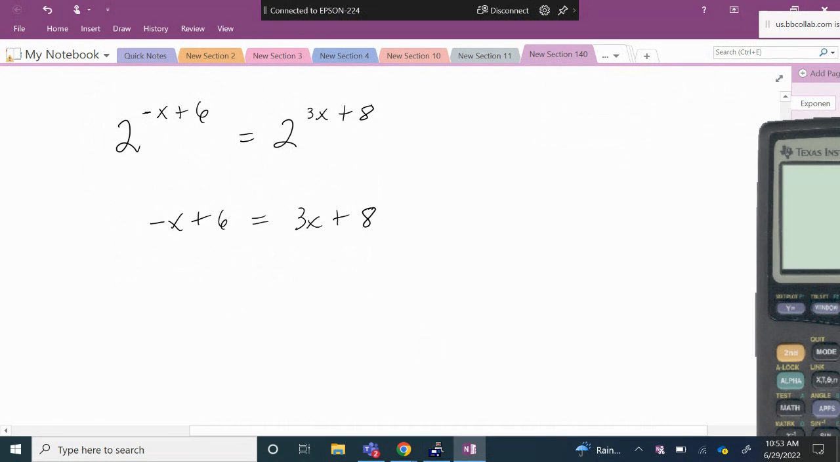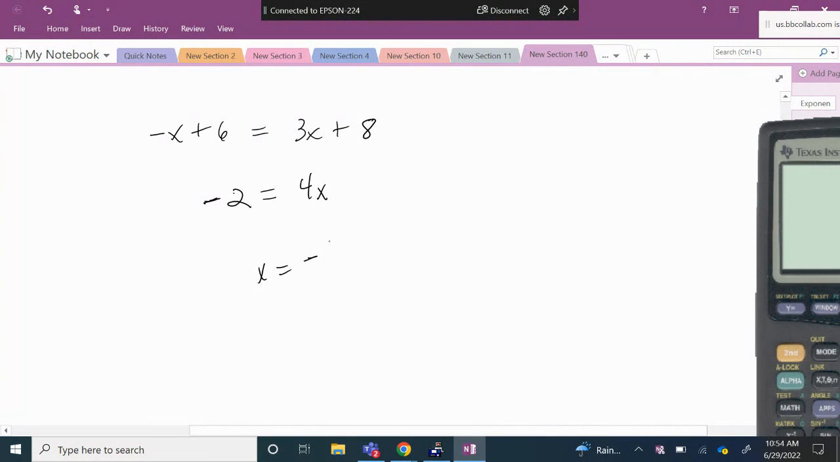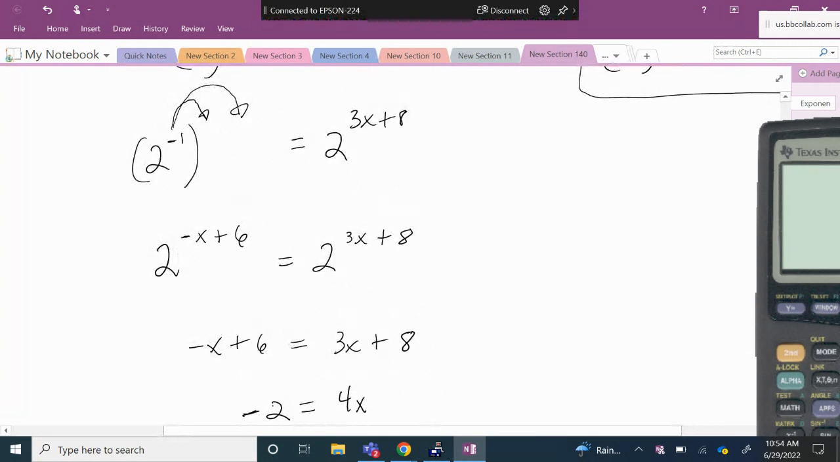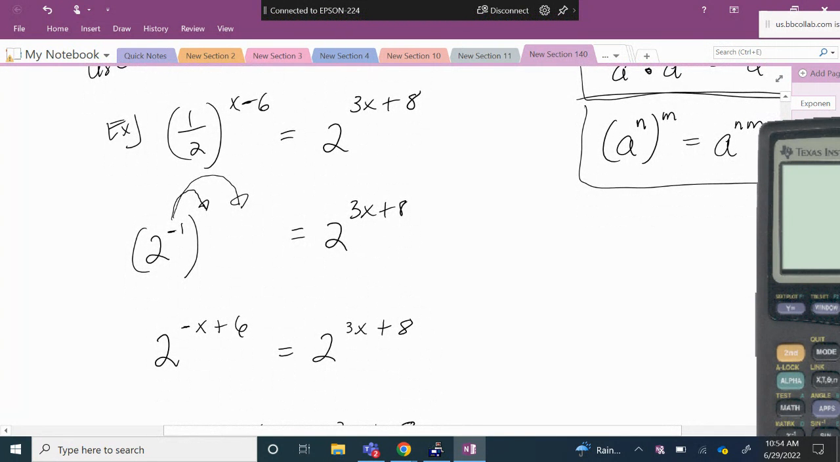All right, so I'm going to add x to both sides. I'm going to subtract 8 from both sides. I'm going to divide both sides by 4, so x is equal to negative 1/2. So now if we were to check, right, negative 1/2 would be the number that makes both sides of that exponential equation equal.